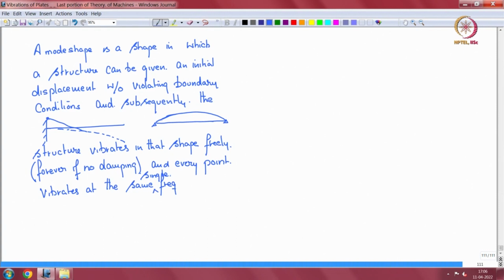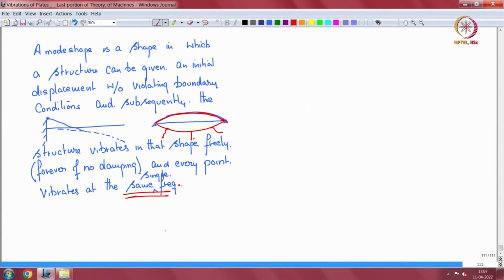So if I deform this beam into this shape and I let it go, then it will start oscillating back and forth. And if I take a measurement here, here, or here, in time every point oscillates at the same single frequency. Okay, so that is a mode shape.